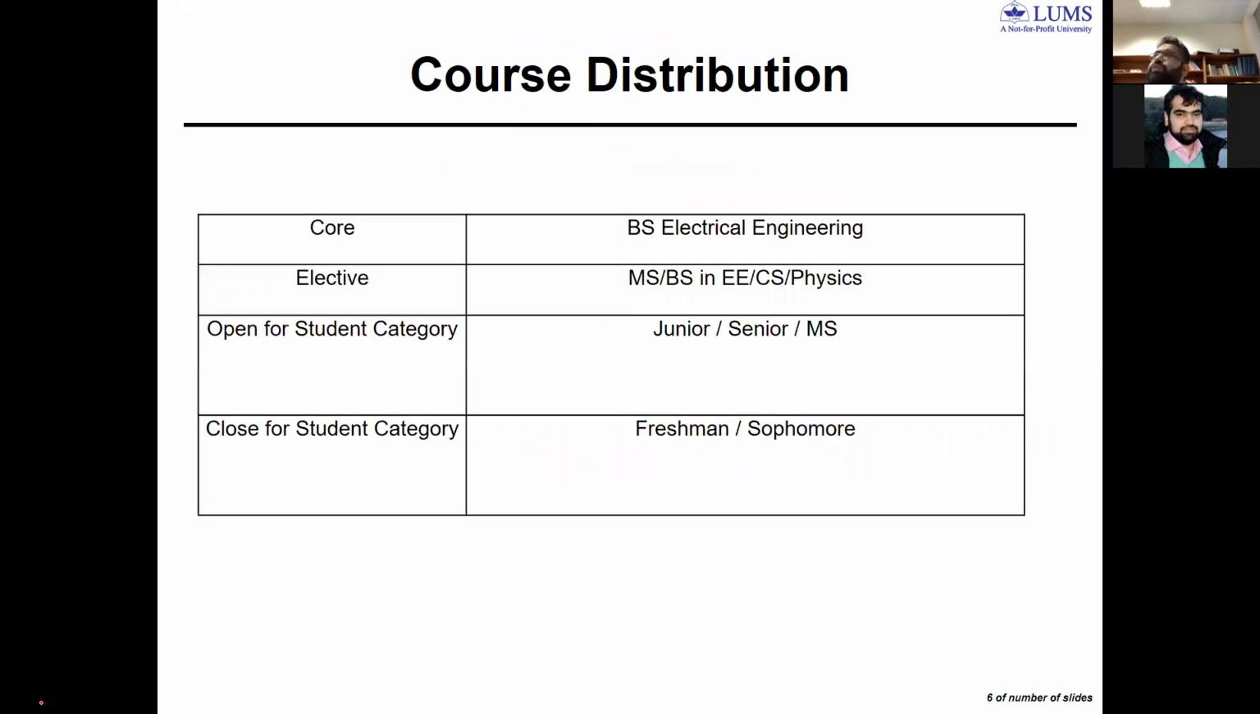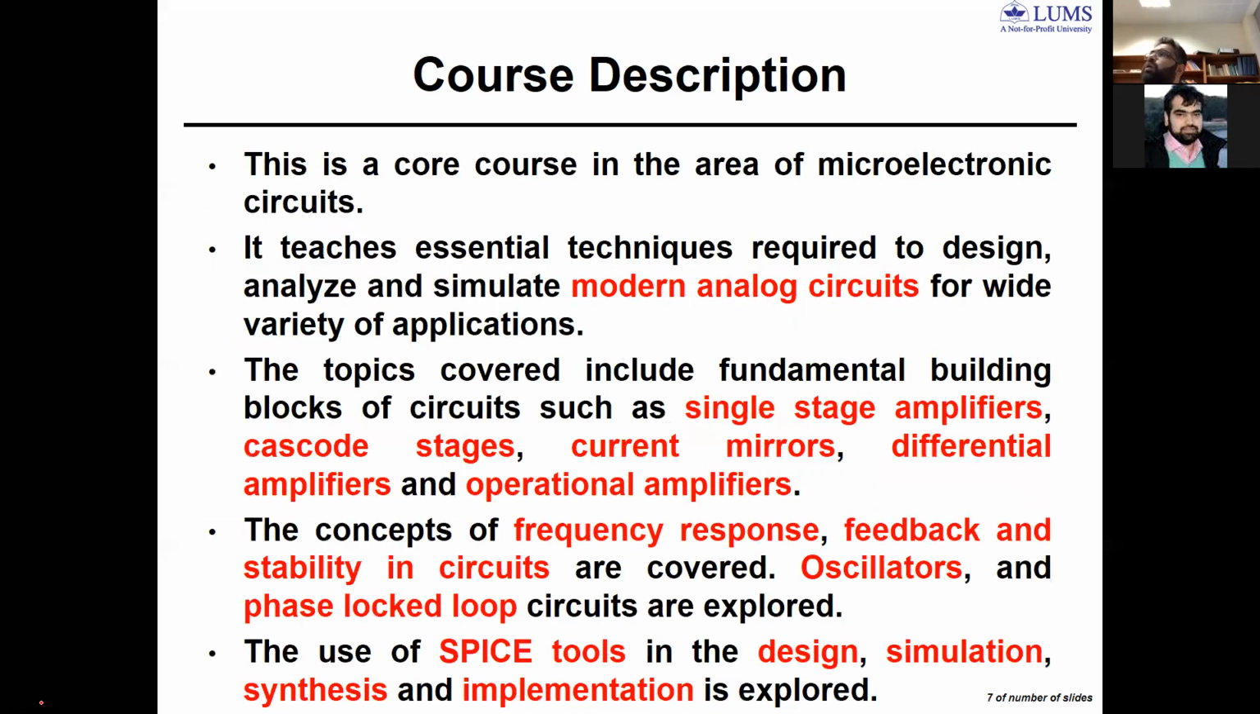Course description: it's a core course for electrical engineering BS, electrical engineering MS, BS CS, and physics students. It's open for the student categories junior, senior, and MS, but closed for freshmen and so forth. The course description: this is a core course in the area of microelectronic circuits. It teaches essential techniques required to design, analyze, and simulate modern analog circuits for a wide variety of applications.